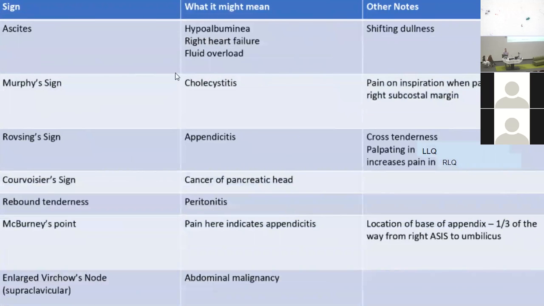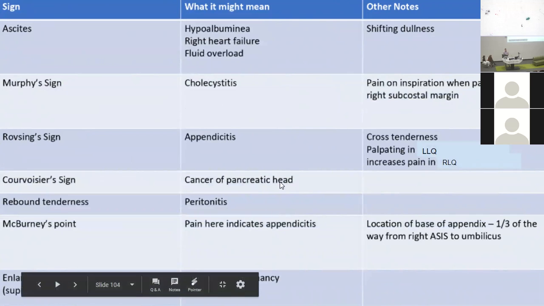What else? And just being aware of the signs, so Murphy's sign for cholecystitis, Rovsing's sign for appendicitis, so when you push on the left-hand side, it causes pain in your right-hand side, and McBurney's point for where the appendix is.